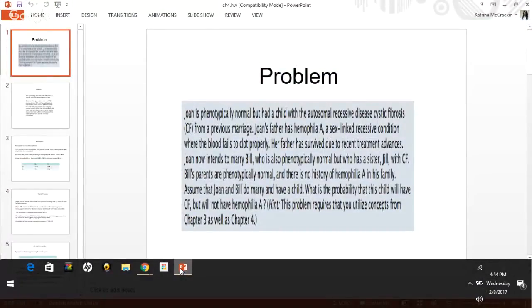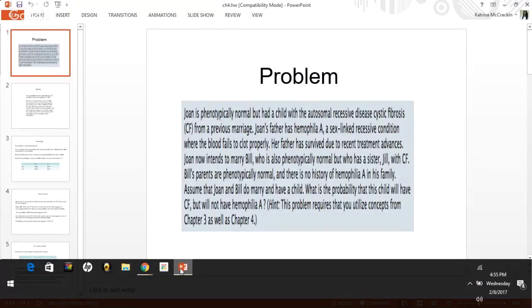Okay, I'm now going to be explaining a problem from chapter 4 in the genetics homework. The problem: Joan is phenotypically normal but had a child with autosomal recessive disease, cystic fibrosis, from a previous marriage. Joan's father has hemophilia A, a sex-linked recessive condition where the blood fails to clot properly. Her father has survived due to recent treatment advances.